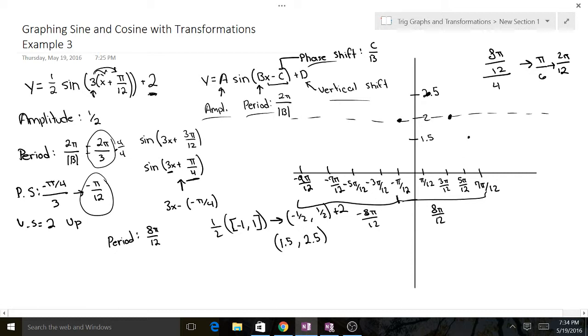At 5 pi over 12, we're going to be at 1.5. Normally it would be negative 1. And then 7 pi over 12, back at the midline. So this is our first period of this graph. We draw it like this.